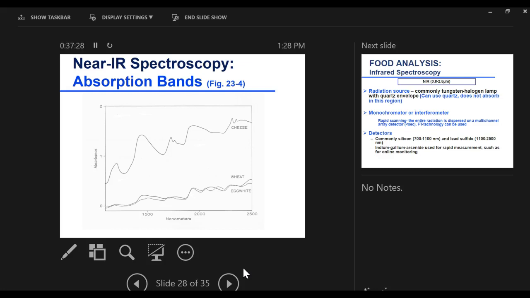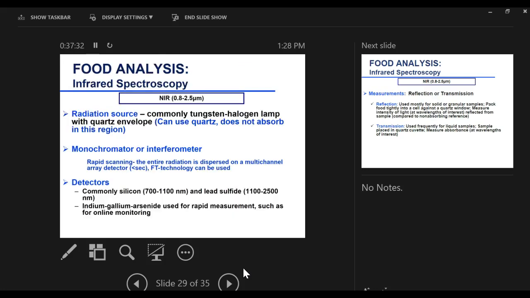So the radiation source in near IR is a tungsten halogen lamp with a quartz envelope. Quartz does not absorb in the near IR region, it absorbs in the mid IR. You can have either a monochromator or an interferometer. Often you have the Fourier transform technology, and then different types of detectors. Again, FYI, nothing to worry about here.